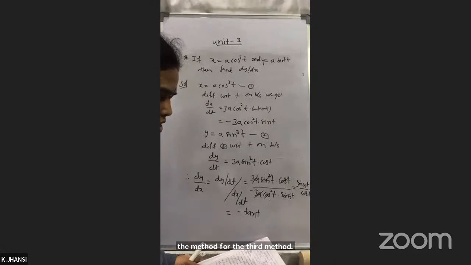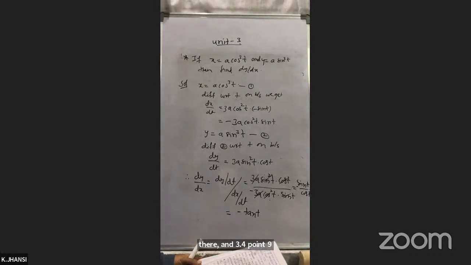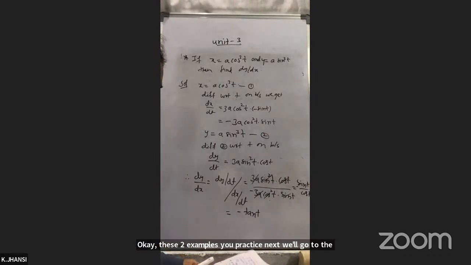In parametric differentiation, 3.4.8 example is there and 3.4.9. Okay, these two examples you practice. Next, we will go to the fourth method. It is the differentiation of implicit functions.